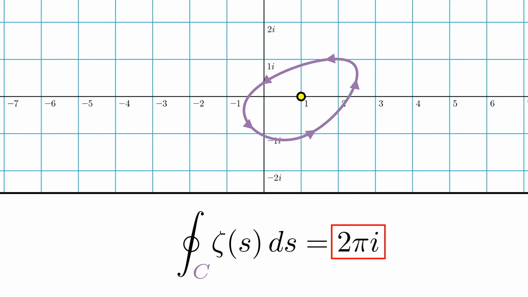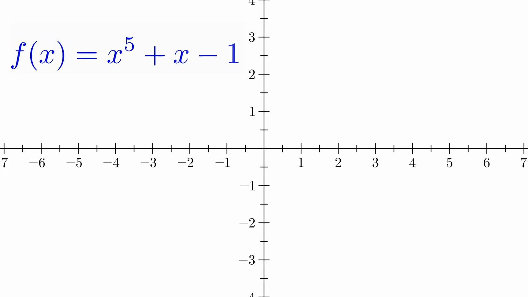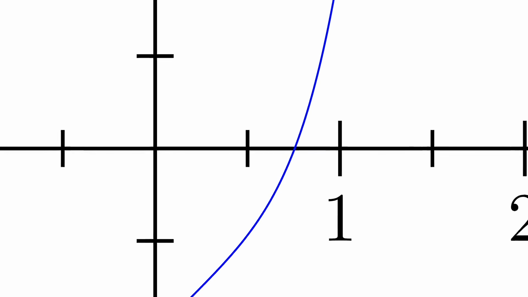So why does all of this matter? One reason is that in general, it's very difficult to identify zeros of complex functions. To see why, I first want to think about how we would identify zeros of real functions. So let's take the function f of x equals x to the fifth plus x minus 1. In this graph, we can plainly see that there is a zero of this function here at this point.